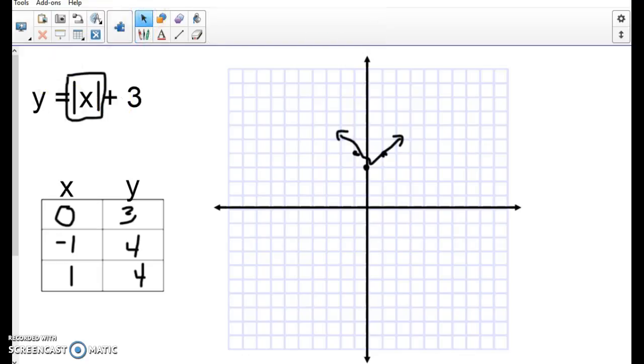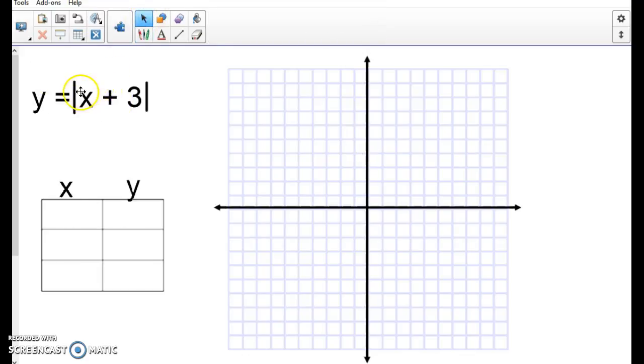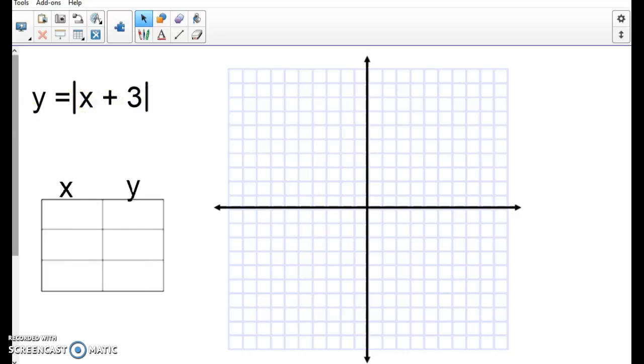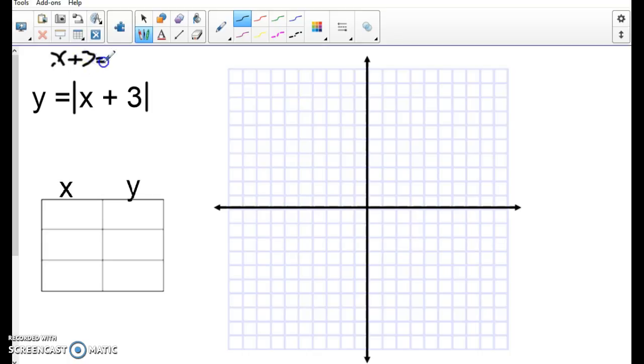On the next one, on number 2, it kind of looks like the same problem, except now it says x plus 3, and both of them are in the absolute value bars. Okay? So you'll see for number 1, just the x was in the absolute value bars. On number 2, both of them are in the absolute value bars. So same thing. I need to figure out what x plus 3, now that both of them are in the absolute value bars, gives me 0.